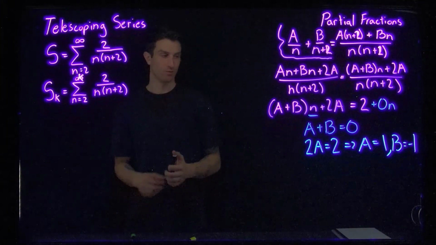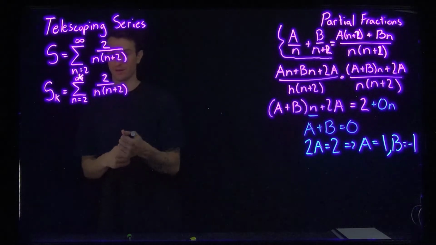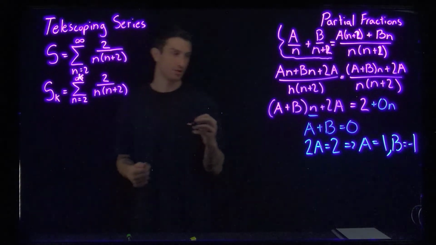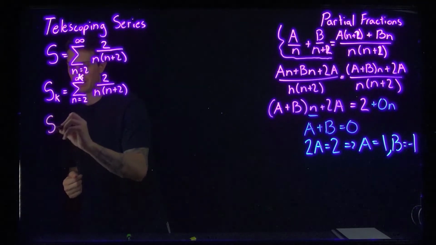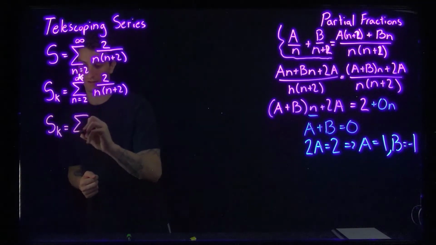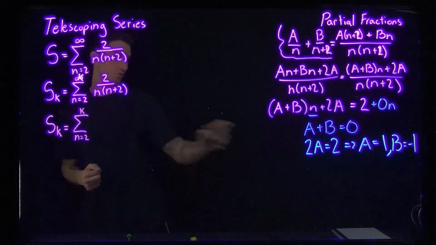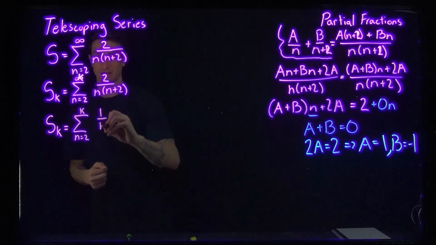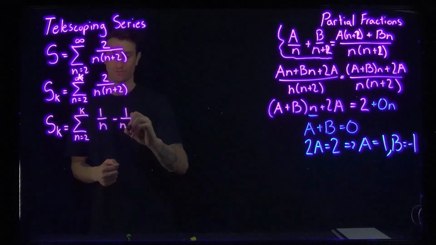And so now what we're going to do is use our coefficients and plug them in over here. So let's go ahead and rewrite. So we know that s of k is equal to, now I'll rewrite this correctly. This is a k here. N is equal to 2. And we're going to rewrite this as 1 over n minus 1 over n plus 2.